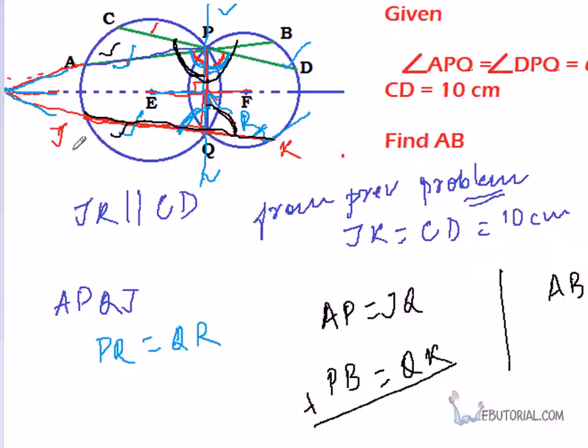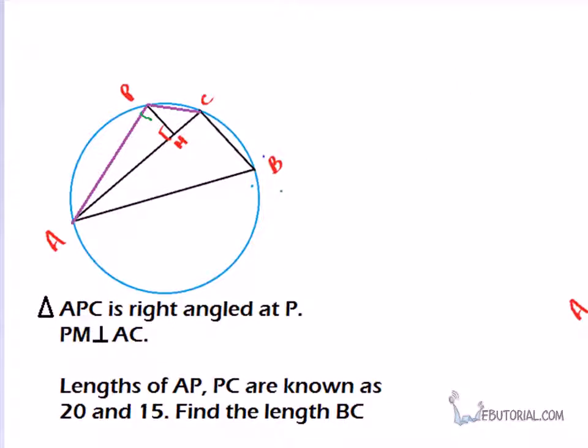Alright. Now let us take a look at the next problem. So this is our third problem. So let us try to understand this problem. First thing that is given to us is that triangle APC is right angled at P. PM is drawn perpendicular to AC. The lengths of AP and PC are known. We have to find this missing length. Now this is a very interesting question. Alright, so I'll explain to you in a very interesting approach as well.